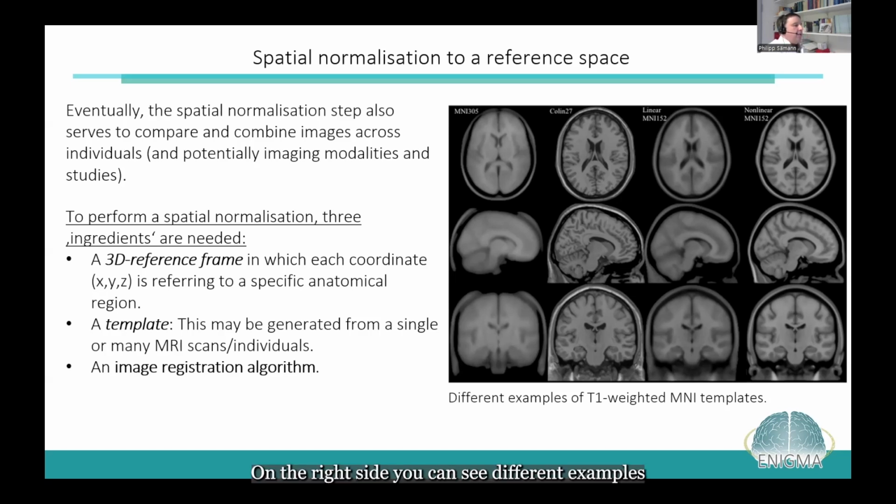On the right side, you can see different examples of T1 weighted templates that are in the so-called MNI space. These spaces have a long historical development, ranging from individual atlas brains to averages, for example, of 305 individuals, and different types of spatial normalization procedures behind these atlases, and so on. So if you report on your procedure, you always have to give the details of such templates.